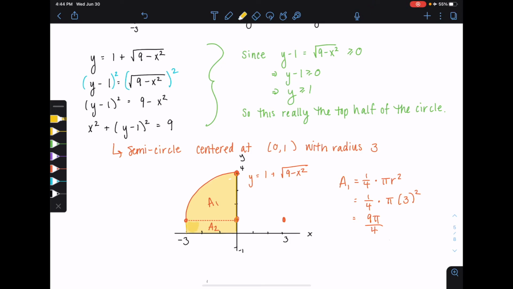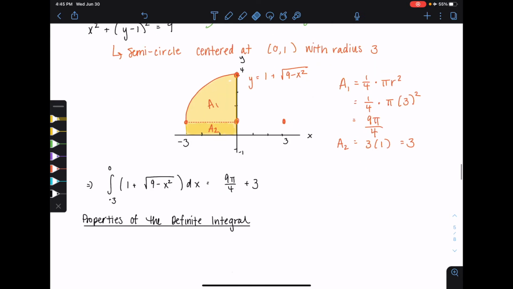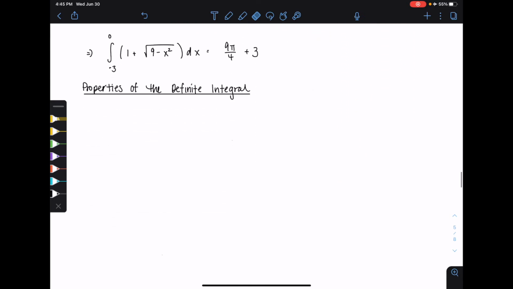My bottom piece that I've basically attached to it is a rectangle, and the area of that rectangle has width 3, height 1, so its area is 3. So ultimately, this integral that I'm searching for is going to be the first area, 9 pi over 4, plus 3.